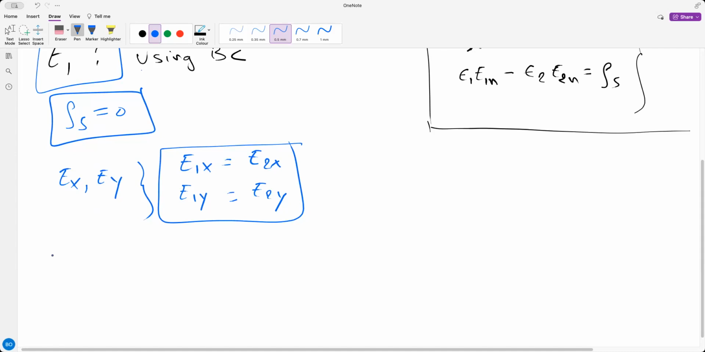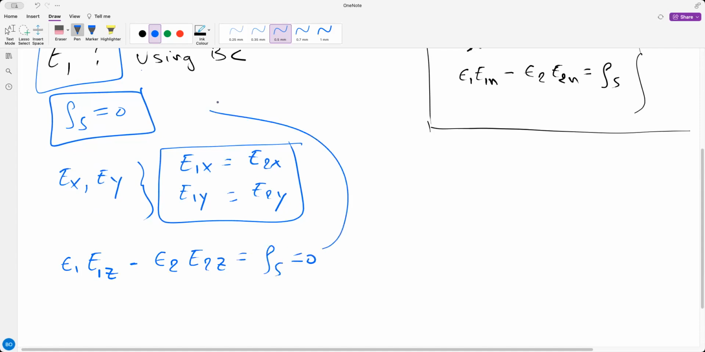component is Ez. So this means that epsilon 1 E1z minus epsilon 2 E2z is equal to rho s, but rho s is equal to 0, because this is given in this problem. But we could have another value. We could have, for example, rho s equal to 2 coulomb per meter squared surface density. But in this case, I did not give it.